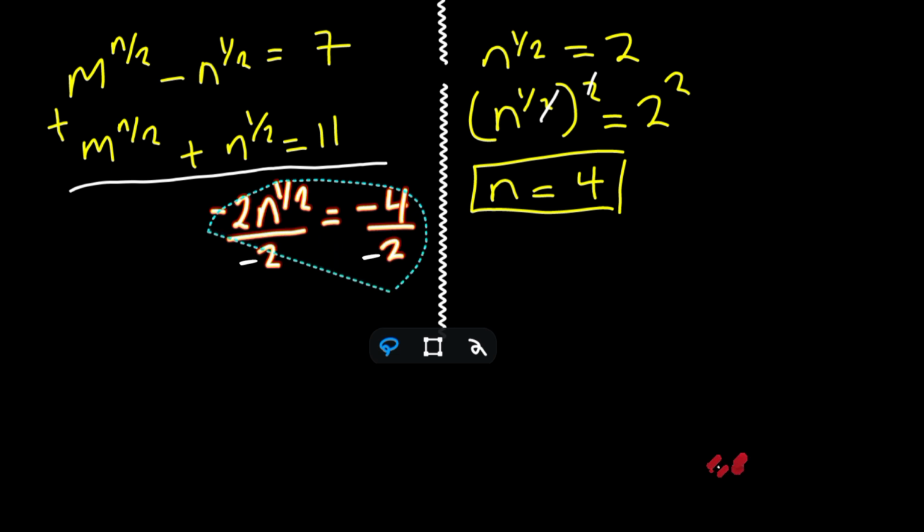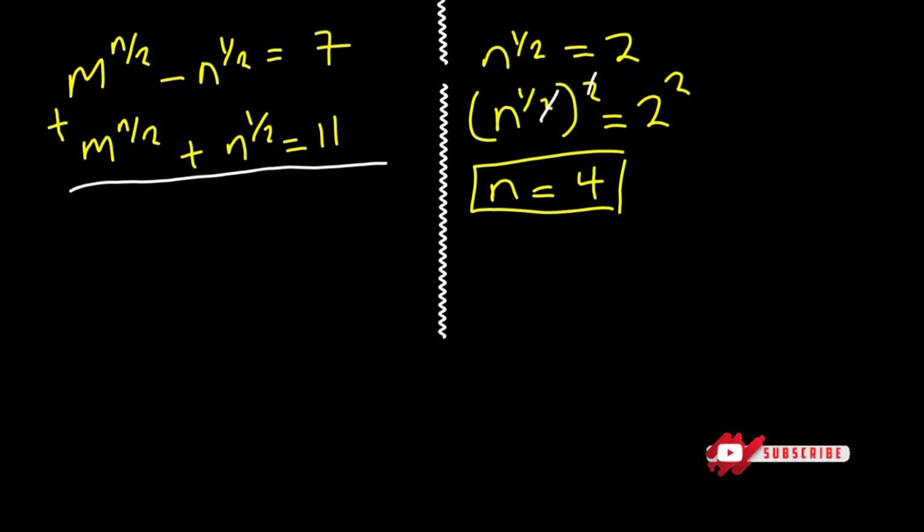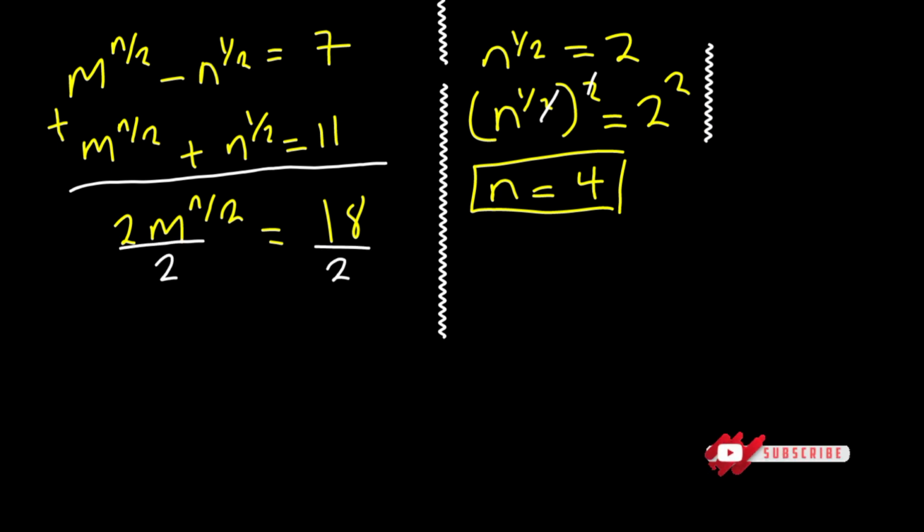First of all, let us delete this. So when we add it together, we have 2m to the power of n over 2. Then this gives us 0. Then all over 7 plus 11 gives us 18. And then when we divide both sides by 2, dividing both sides by 2 will give us m to the power of n over 2 equals 9.